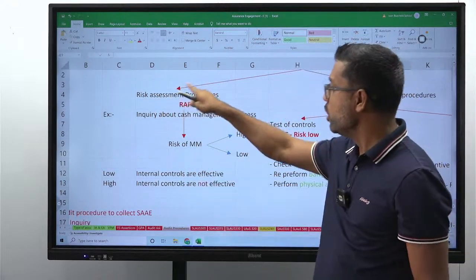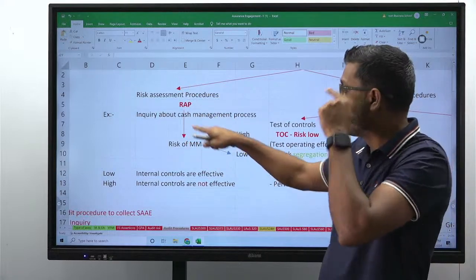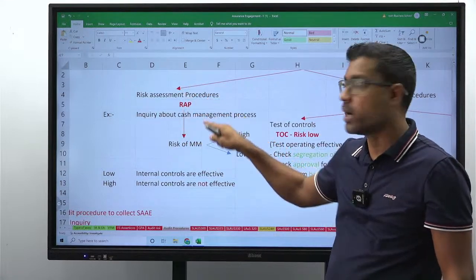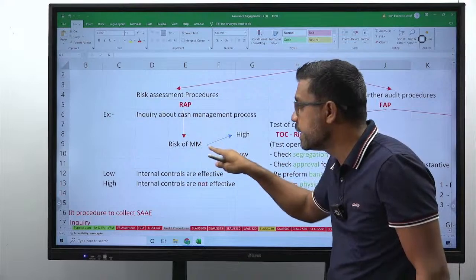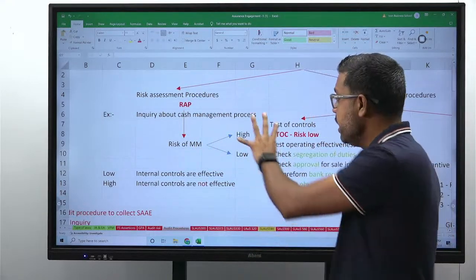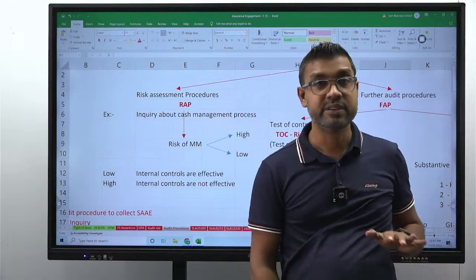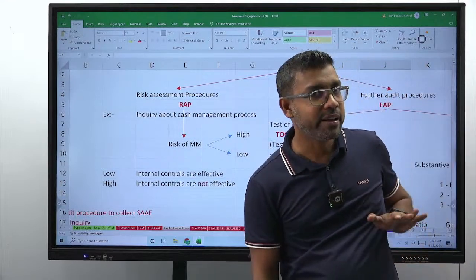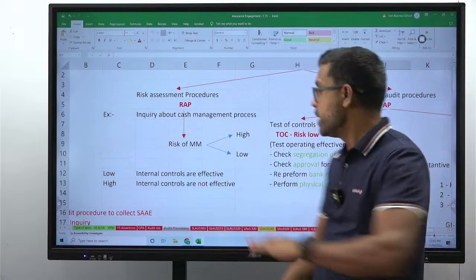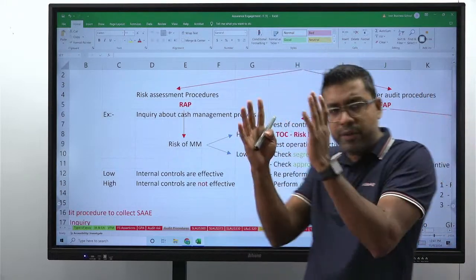That's why always remember the outcome. The outcome of risk assessment procedure is what? Having risk of material misstatements. That risk can be high or low. That is the assessment. What does 315 say? Identify risk and assess. Your assessment is that some of the risk can be high, some of the risk can be low.